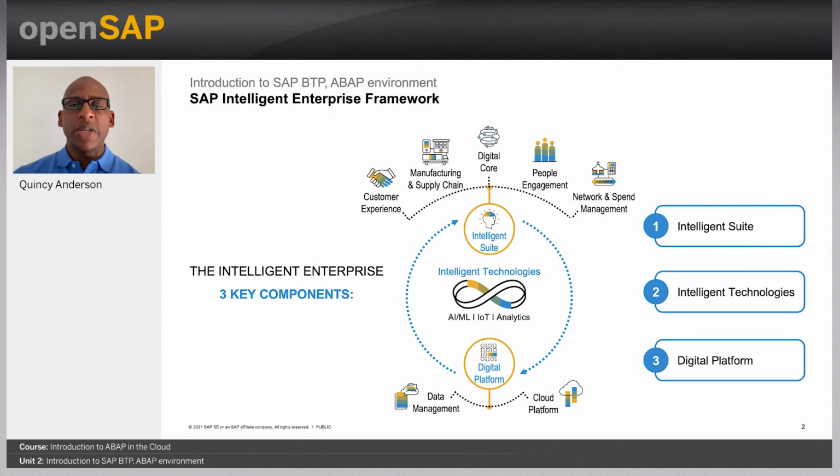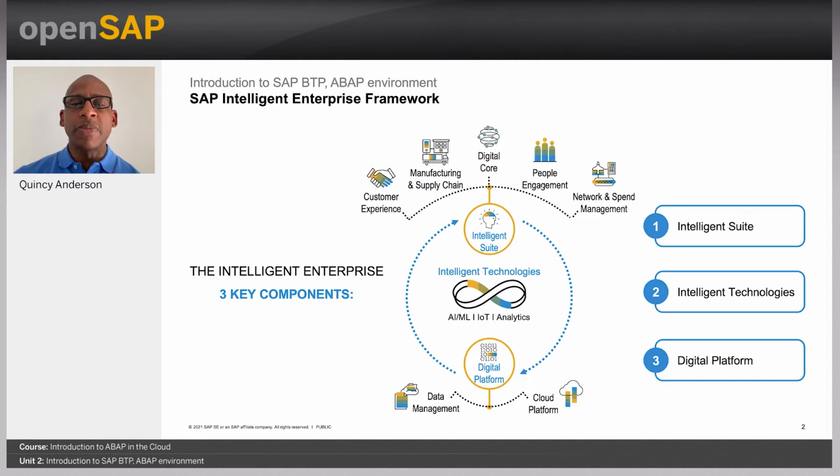What we see here on this screen is SAP's vision of the intelligent enterprise. As always, the creation of value for you, our customers, is front and center of what we do. So how is value created here? First, we see in bullet point 1 the Intelligence Suite. The Intelligence Suite comprises the complete scope of functional offerings the SAP portfolio provides. For example, in the customer experience area, we have SAP Sales Cloud. In the network and spend management area, we have Ariba. In the digital core area, we have SAP S/4HANA.